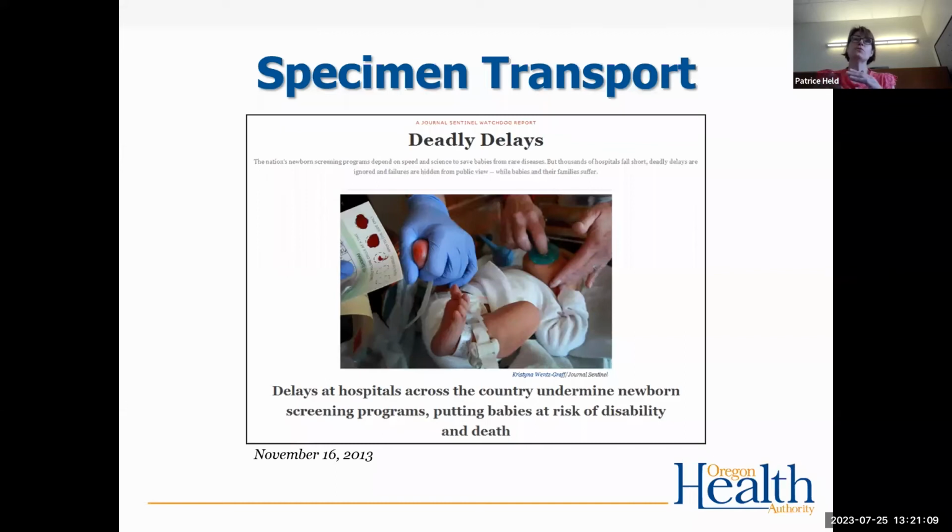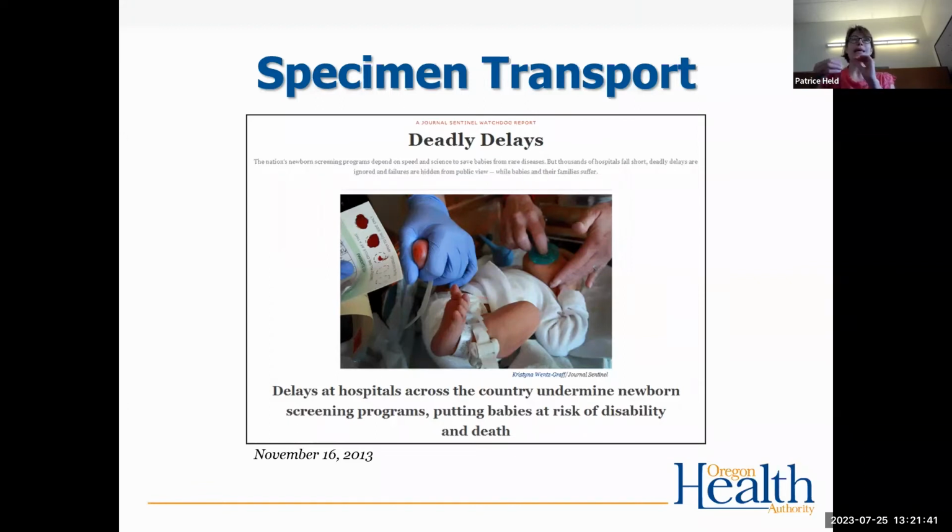2013, there was a series of news stories that came out about newborn screening, titled Deadly Delays. What it was focused on was the idea that hospitals were collecting the samples in a timely manner, but they weren't getting them to the laboratory in a timely manner. And so this delay in transport led to an inability to report results in a timely manner and an impact to children who had the disease.